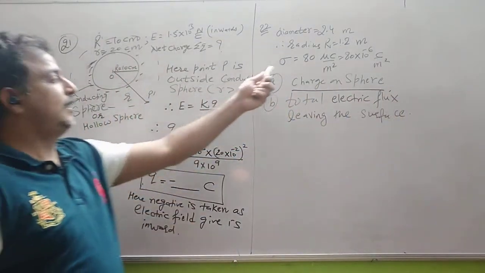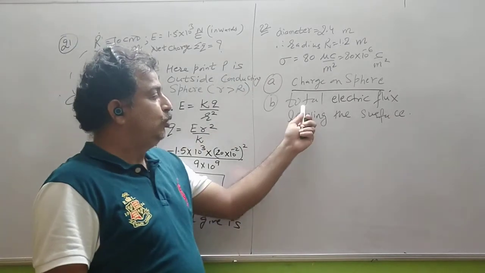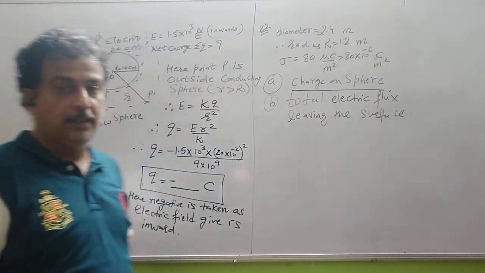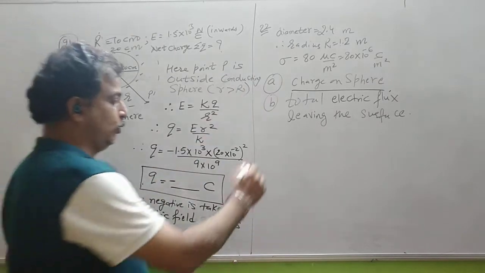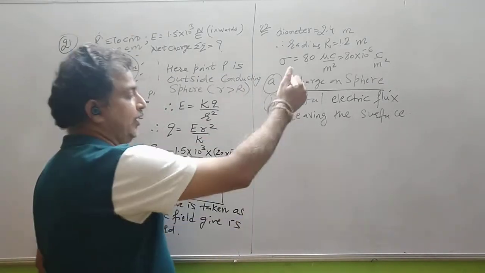So it is directly the definition of the surface charge density, as well as you have to find out the total electric flux leaving the surface. Now if the flux is leaving the surface, it means the charge should be positive. So let us apply the Gauss law and the definition.